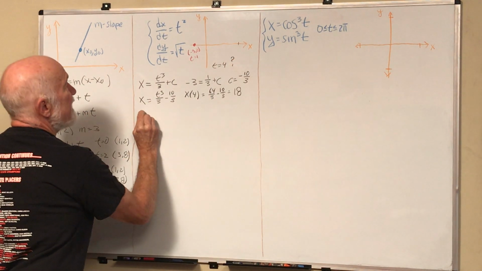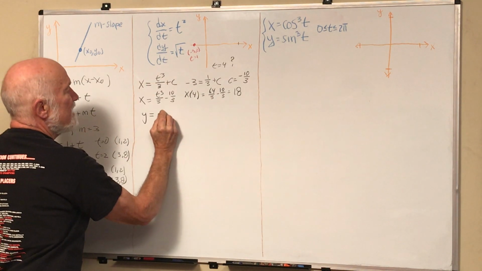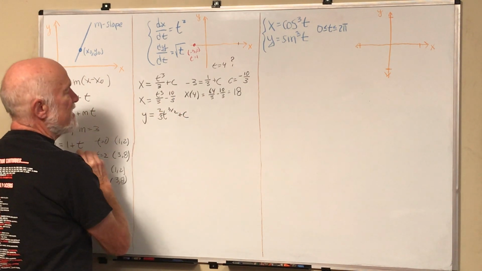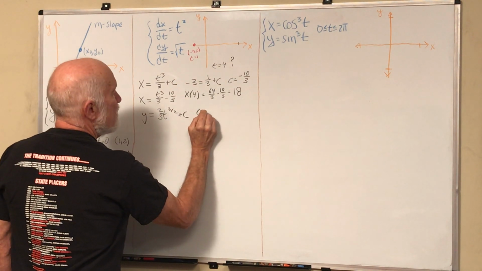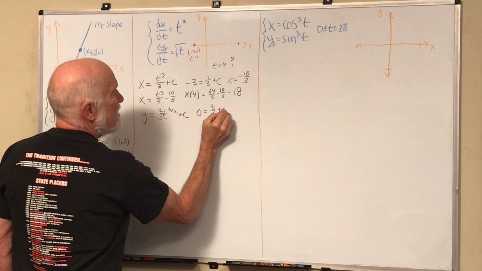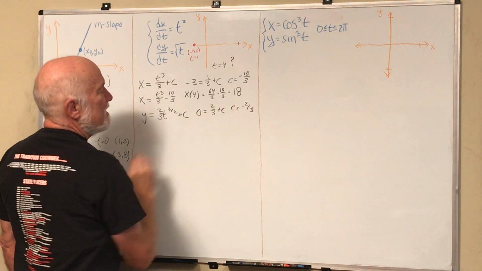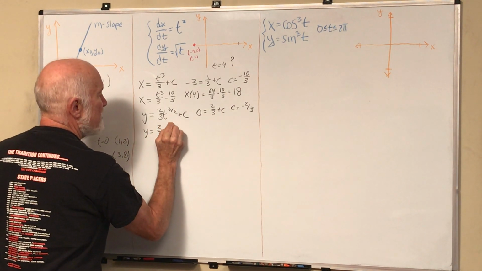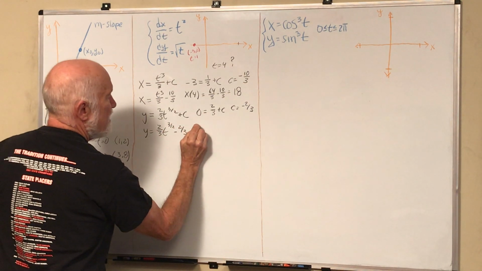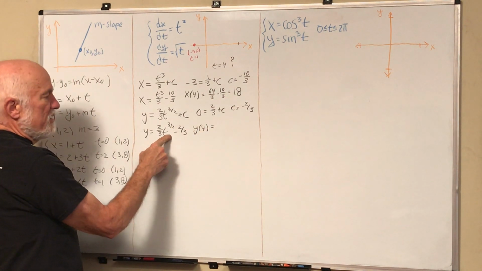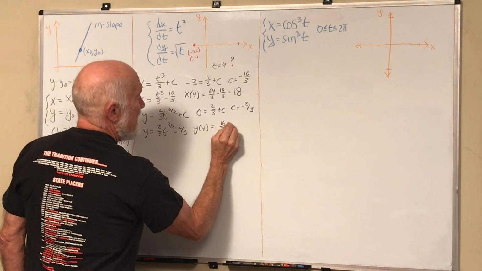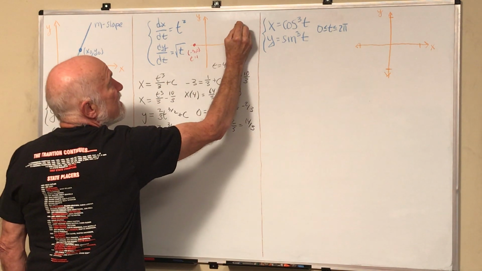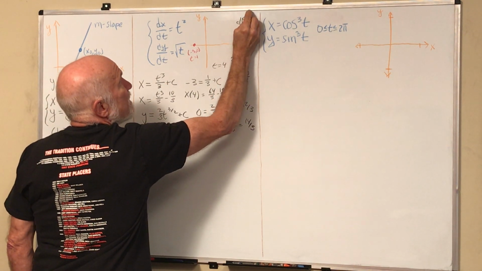And you could do the same thing for y. This is t to the 1/2, so it would be t to the 3/2 divided by 3/2, or times 2/3, plus c. And y is 0 when t is 1. So c would be negative 2/3. So y would be 2/3 t to the 3/2 minus 2/3. So at time 4, you'd have 16/3 minus 2/3, or 14/3. So you'd be at 18 and 14/3.